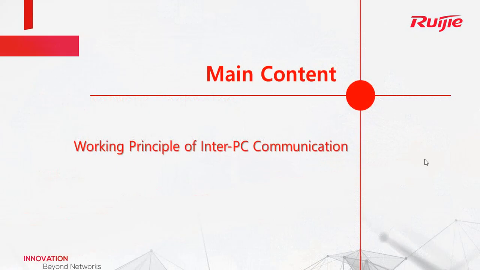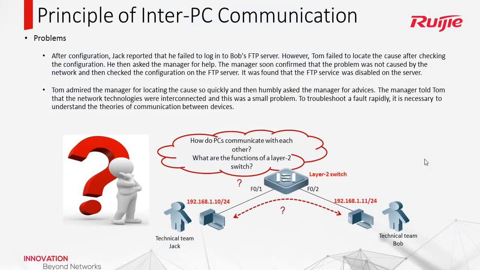We have talked about a lot of courses in this training, and today we will have a review and talk about inter-PC communication. Do you remember the first course? Tom tried to FTP to Bob's server, but he failed. Then we talked about the TCP/IP ARP technology, and last course we learned the working principle of a switch. So today we will have a review and talk about how PCs communicate with each other.